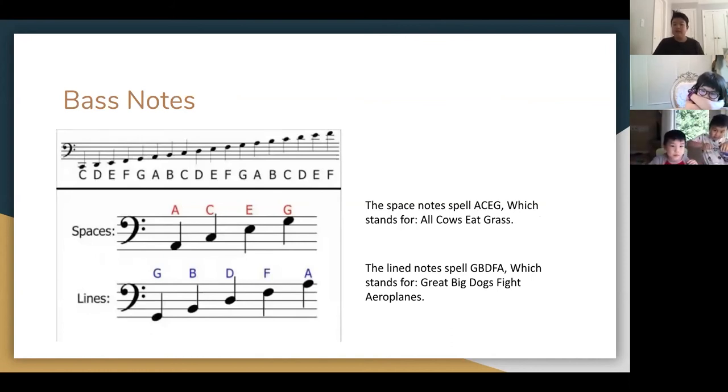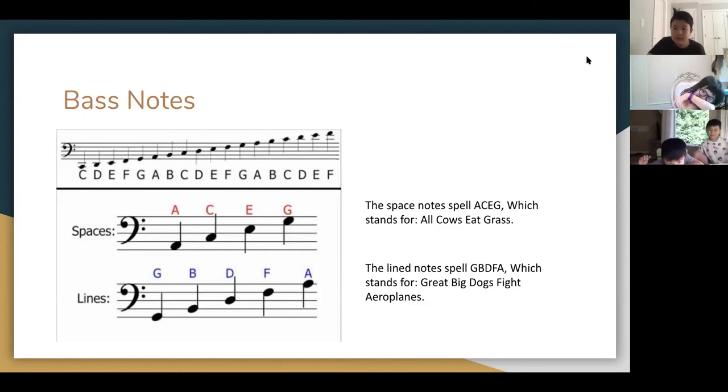So the bass notes tend to be lower than the treble notes. The bass clef is often used for instruments such as the tuba and the double bass, and often the notes that accompany the treble clef.